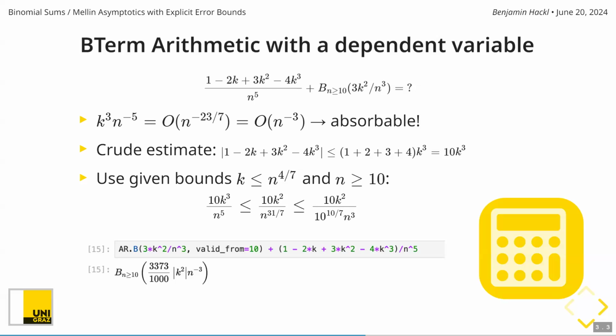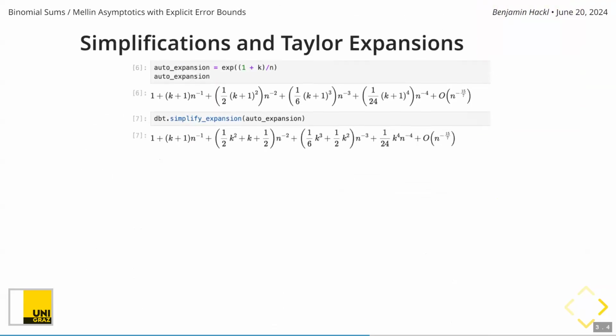Right, and this 3,373 over 1,000 is already one of these rounded constants that appear, because otherwise we have this guy here, which is not that much fun to compute with. Okay, so that's one example of B-term arithmetic. I will skip over this. It shows you how we can simplify expressions automatically.